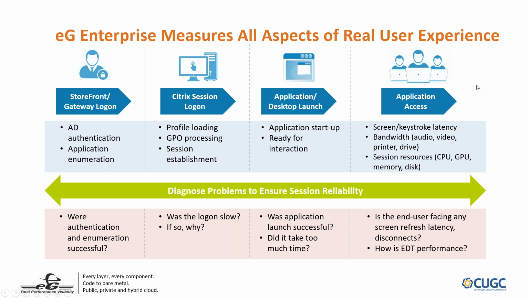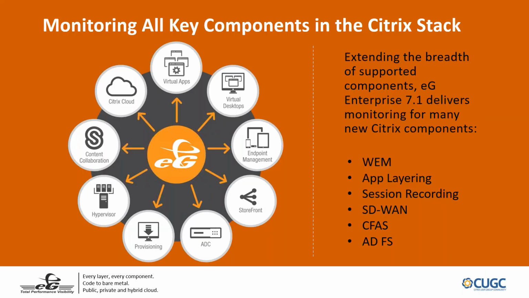And that's our standard, we've always been doing this type of monitoring. And then in version 7, we've added some enhancements like Workspace Environment Manager. We can monitor that, what happens when the user gets their session and WEM is involved. App layering is another one we've added. Session recording, NetScaler, SD-WAN, and then federation services are all new and exciting in EG version 7.